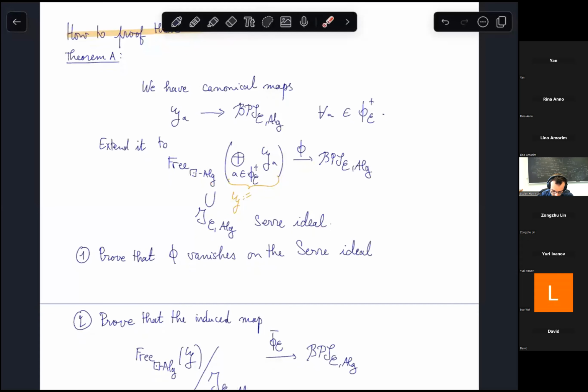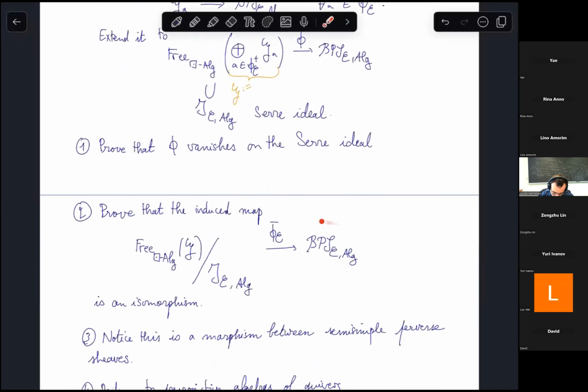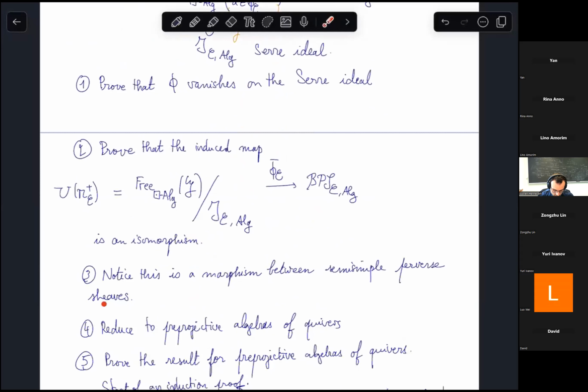So we would like first to prove that phi vanishes on the Serre ideal, so that you can deduce a map from the quotient. And now you want to prove that this map is an isomorphism, because this thing is exactly the enveloping algebra of what I denoted NC+. And both sides are semi-simple perverse sheaves. This side, it's a theorem, and this side is semi-simple by construction.